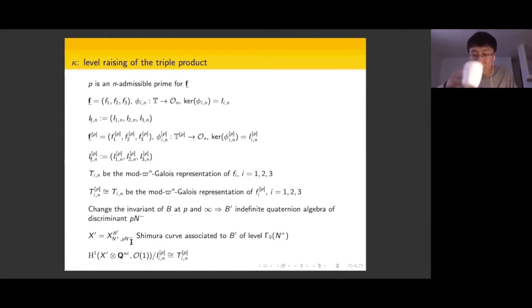What this means is that the first cohomology group of this Shimura curve modulo this ideal I_P raised will be isomorphic to this Galois representation corresponding to the P raised modular form. Here I twist the cohomology group by 1 so that this matches the Tate module of the Jacobian of this Shimura curve. This twist is important and explains why I twist the triple tensor product by -1.